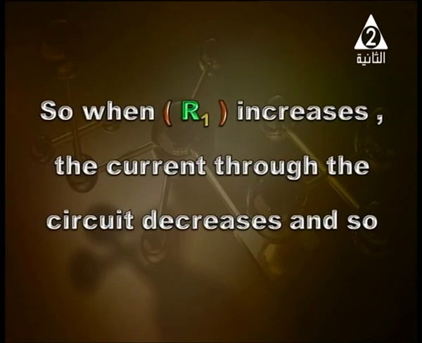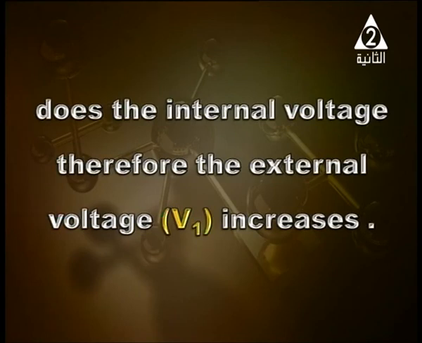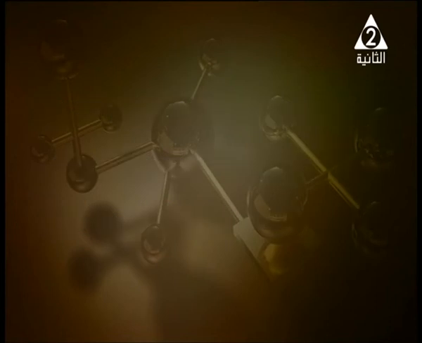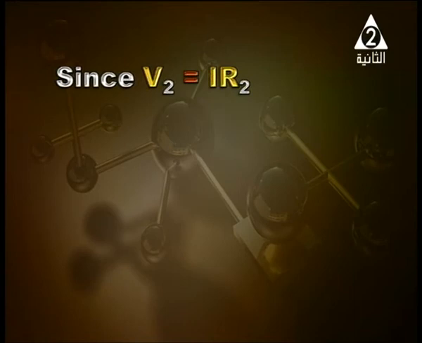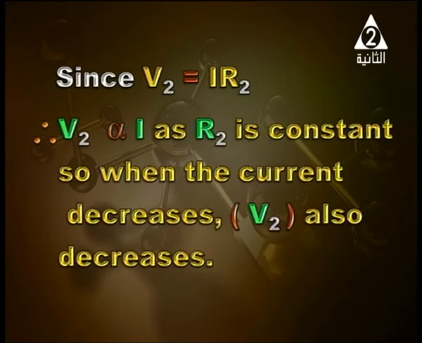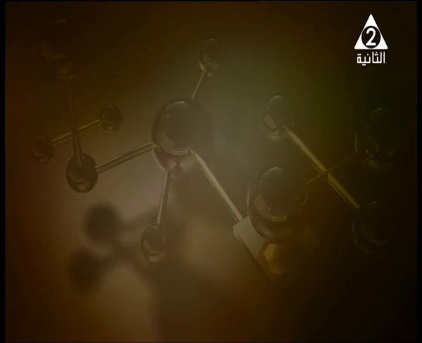Now we can take it one by one. R1 increases. When R1 increases, the current through the circuit decreases. And so does the internal voltage. When internal voltage decreases, the external voltage increases. So V1 increases. V2 equals I R2, so it depends on the current. V2 is proportional to the current, since R2 is constant. So when the current decreases, V2 decreases.